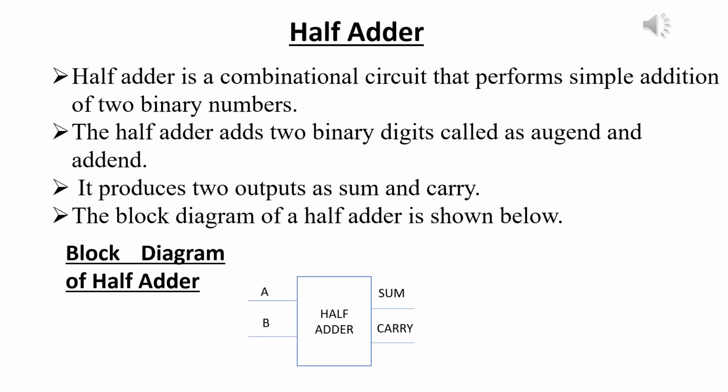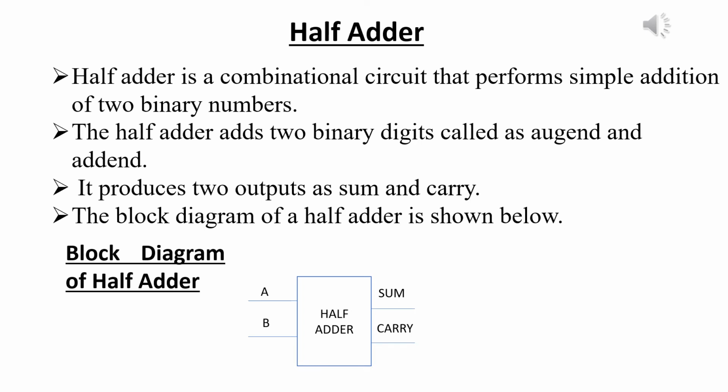Here we will discuss the design of the half-adder circuit. A half-adder is a combinational circuit that performs a simple addition of two binary numbers. The half-adder can add two binary digits called the augend and addend. So we can produce two outputs from this half-adder circuit that are named sum and carry.